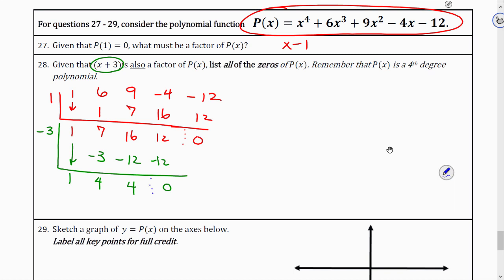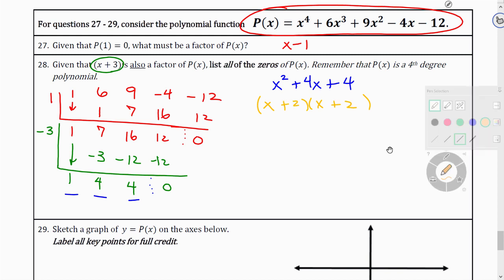Okay, and what I'm left with here, this is constant, linear, quadratic. I have a quadratic equation left, which is x squared plus 4x plus 4. Okay, which is factorable, so I can factor this. Two numbers that multiply to be 4 and add to be 4 is positive 2 and positive 2. Okay, so the factors of this polynomial is starting with x minus 1.